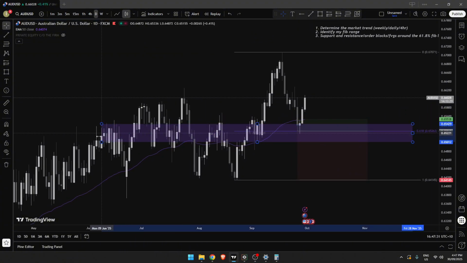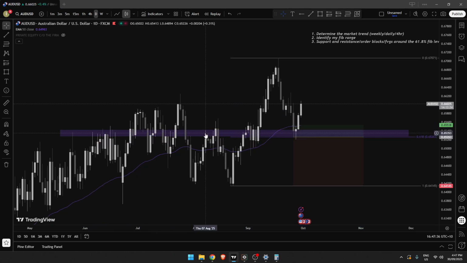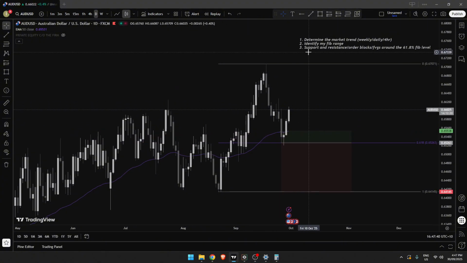So if I drag that all the way along and refine it a little bit, we also got a nice support and resistance zone with multiple touches. So we had both of those. So it's either support and resistance or an order block.